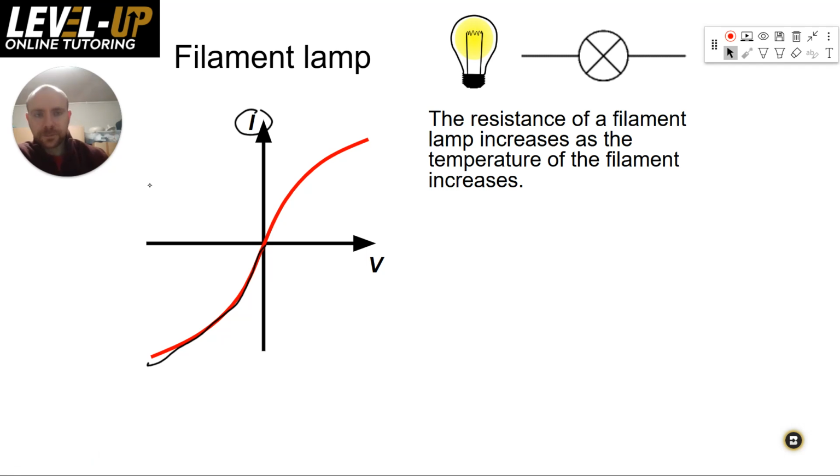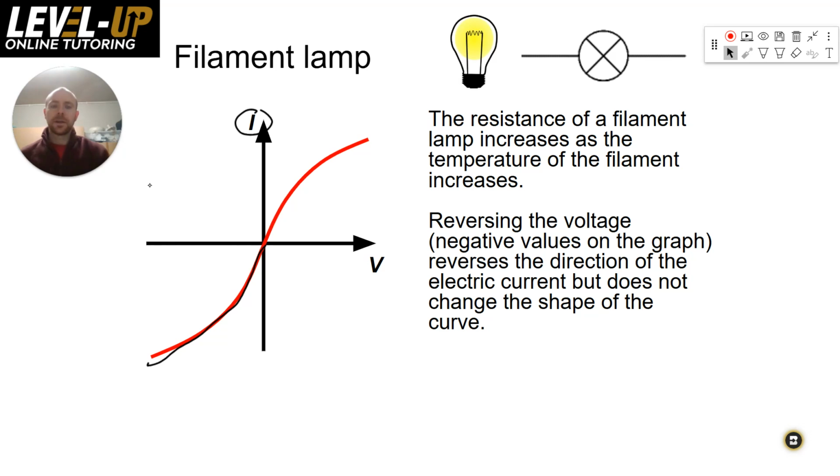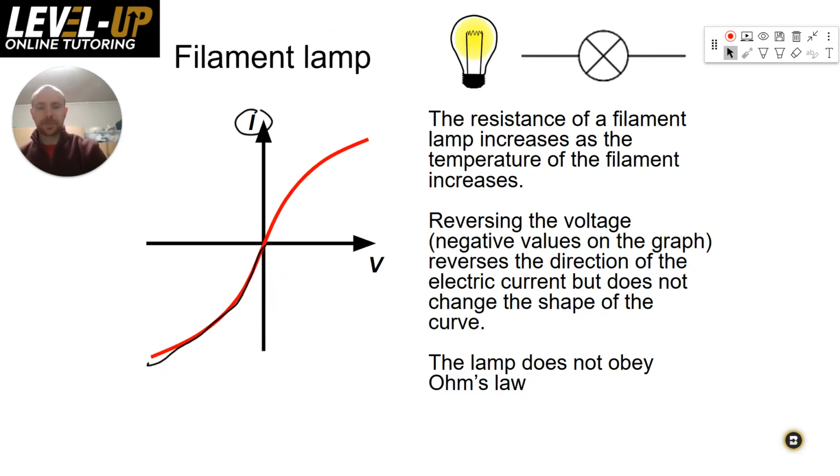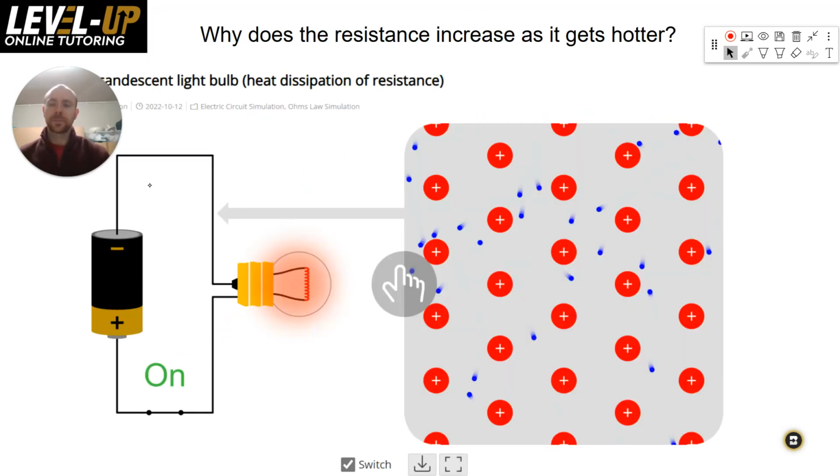Now, why is that the case? Well, the resistance of the filament lamp increases as the temperature of the filament lamp increases. That's how a lamp works. A filament lamp, an old-fashioned lamp, works by way of resistance increasing, and as a result, it gets hotter. We'll look at what that entails in a second. But the key point there: a lamp does not obey Ohm's law. It's not a straight line. It's not directly proportional.